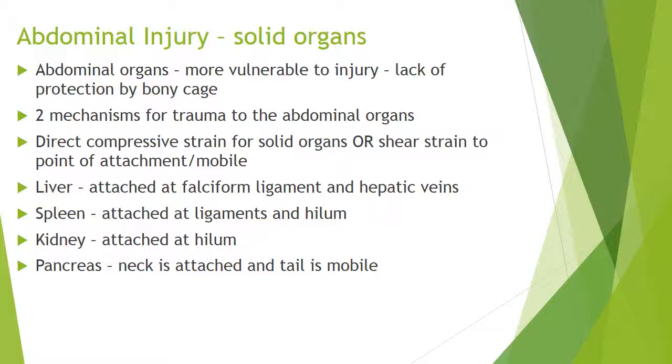Second of all, as we just discussed earlier, the shear strain to the point of attachment and the mobile junction. The solid organs are quite heavy, and their ligaments, when they get sheared, could actually be a point of bleeding, and this also leads to further injury of the solid organs.